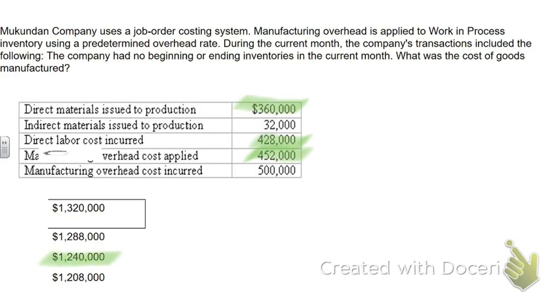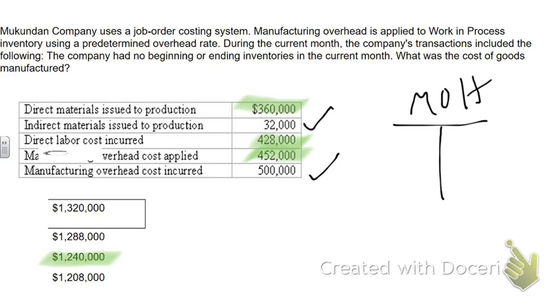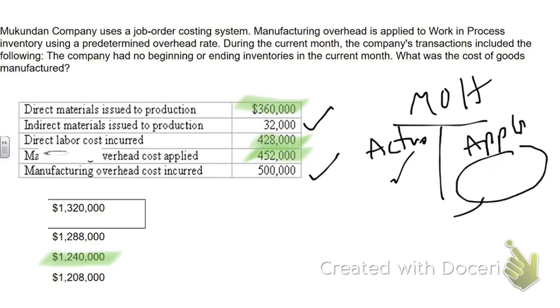Quick note. My indirect materials that were used and my manufacturing overhead costs, they're going to be in my manufacturing overhead, but they're both going to show up over here under actual. And the amount that's going to show up in my cost of goods sold is how much that I actually applied to the jobs. So that's the amount, and that's the reason why I put that manufacturing overhead applied.